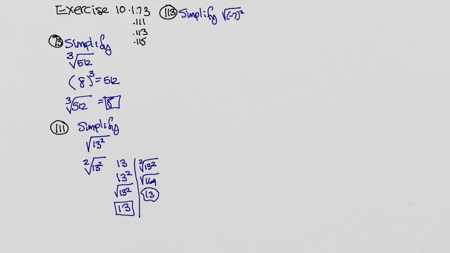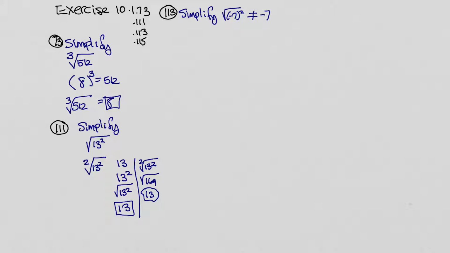Now, in 113, we're going to simplify the square root of negative 7 squared. Now, we have to be a little bit careful. Let's just, while we're here, look back down to this one here. You see what we have here? We have the square root of 13 squared, and we just got 13, right? We just get that base. Well, we're not going to get that here. Let's look at this. What I want to say here is that this is not equal to negative 7. Two reasons. First of all, we know that the square root represents a positive number, and this is not positive.